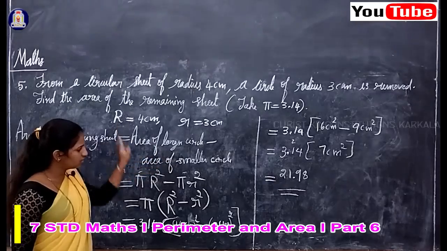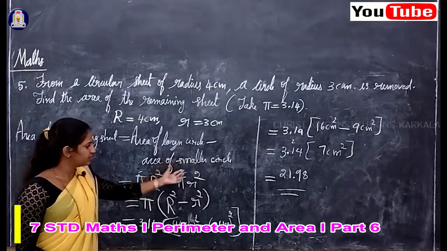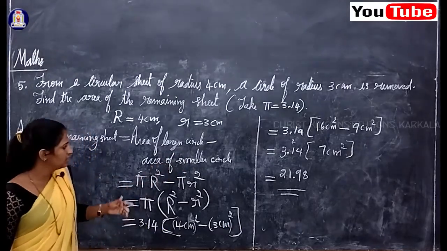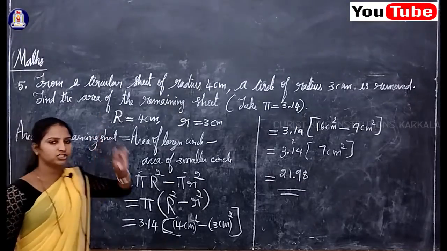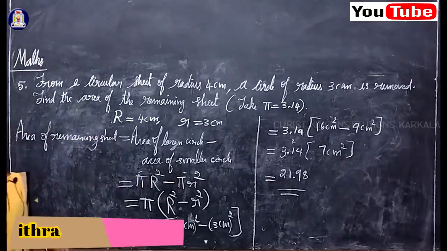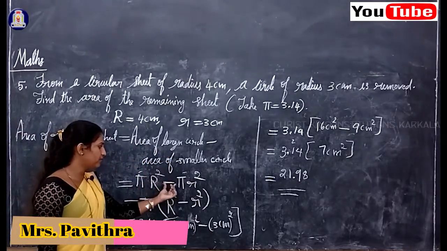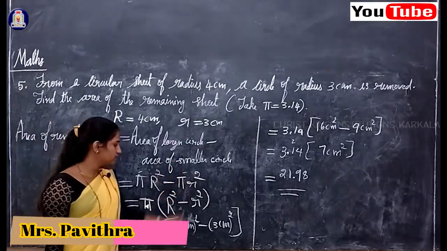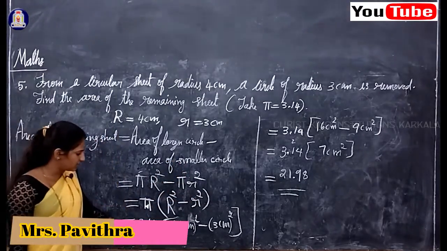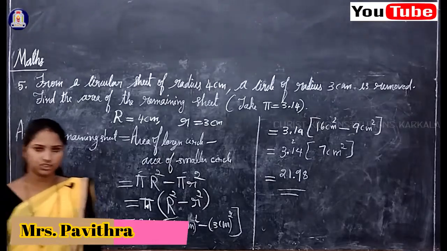So from that circular sheet we want to remove the smaller circle. That is a 3 centimeter smaller circle. If we remove that smaller circle, how much area is remaining, that we have to find out. Clear? So area of larger circle, pi R square formula, minus smaller circle, I considered small letter r, so pi r square. If we subtract, we will get 21.98, that is the area of the remaining sheet.